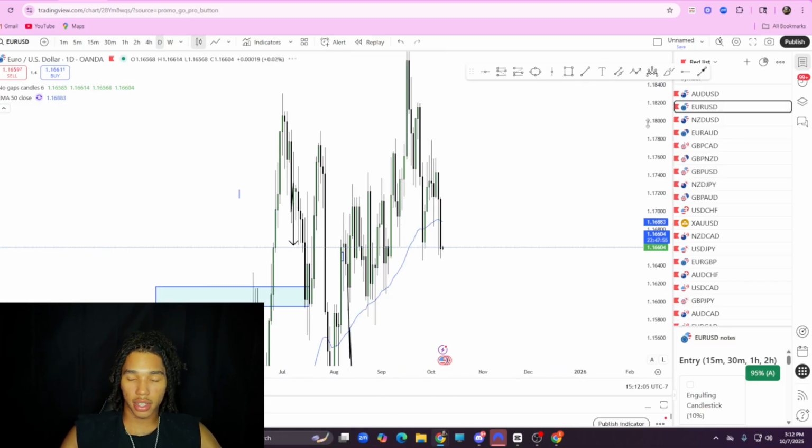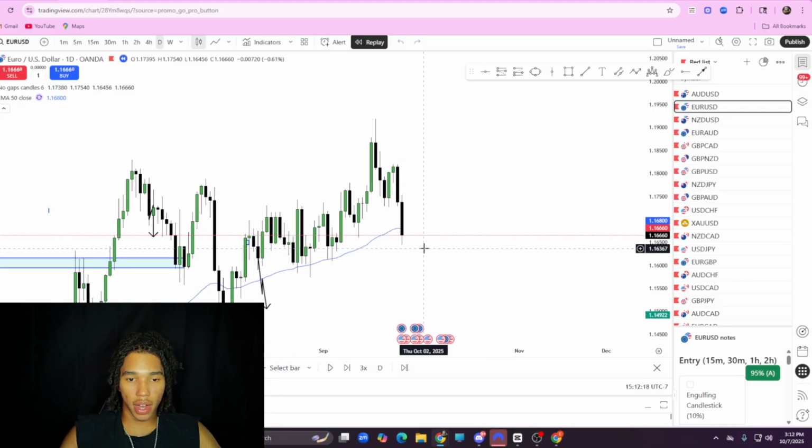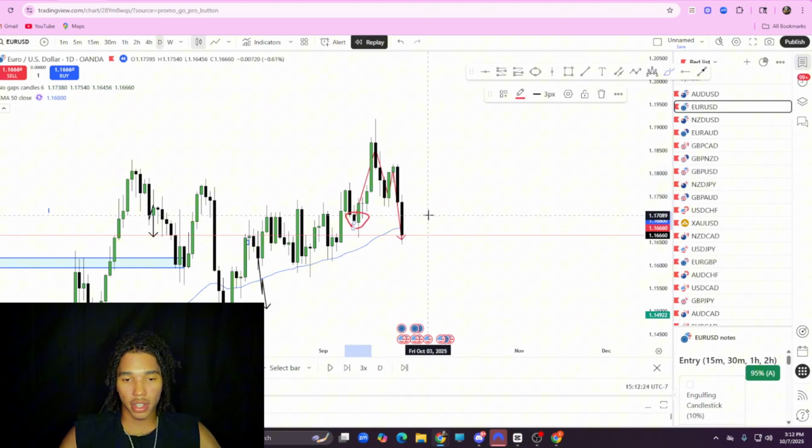So first we go down to the daily and we try to find an area of interest. To do that, we find out what is the market. The market is bearish. We broke below this area right here. So now we are bearish.